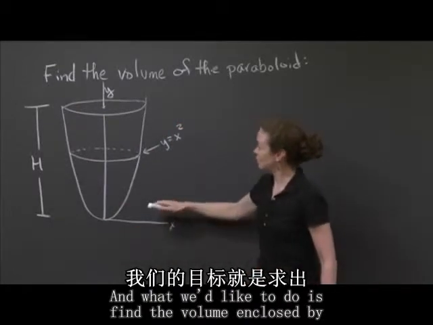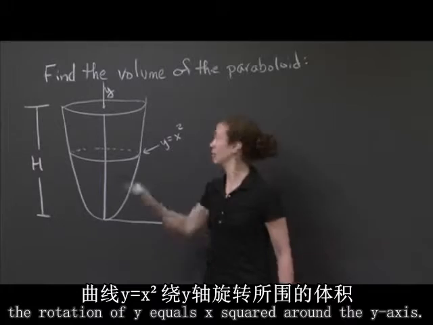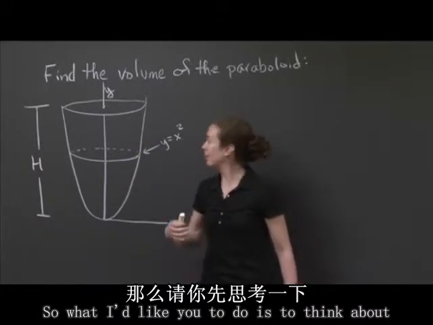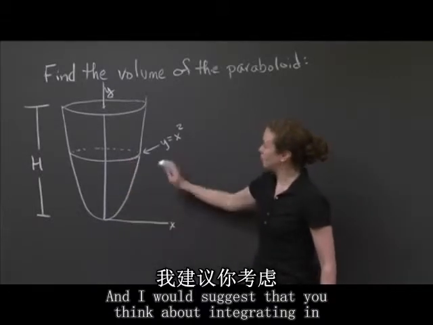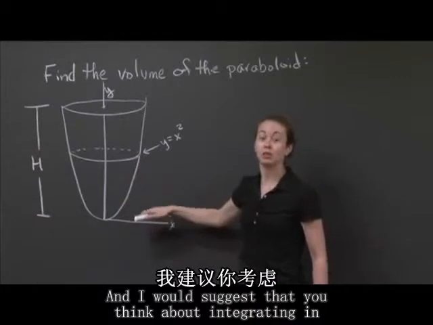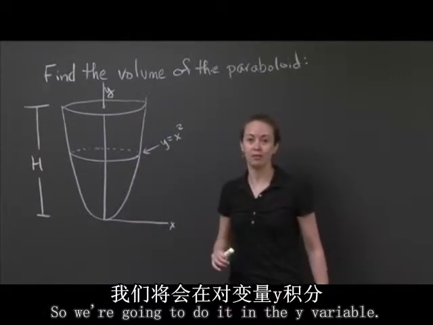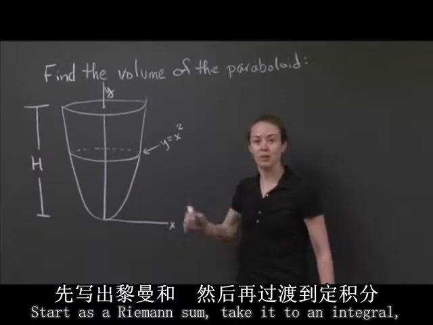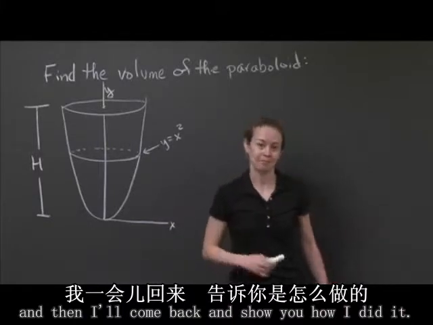And what we'd like to do is find the volume enclosed by the rotation of y equals x squared around the y-axis. So what I'd like you to do is to think about how you could write the volume as an integral. And I would suggest that you think about integrating in the y variable as opposed to the x variable. So we're going to do it in the y variable. So I'll give you a little while to think about that. Start as a Riemann sum, take it to an integral, and then I'll come back and show you how I did it.